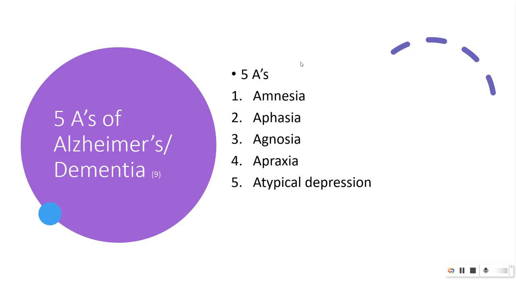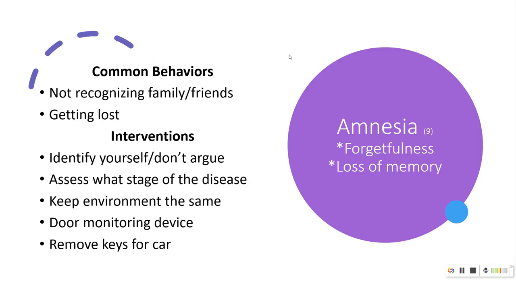Okay, we're going to talk about the 5 A's of Alzheimer's and dementia. With each one of these slides, we're going to talk about some of the behaviors that are occurring and some of the interventions that we can do for that person who is having some problems with these 5 A's. Okay, so the first A is called amnesia.